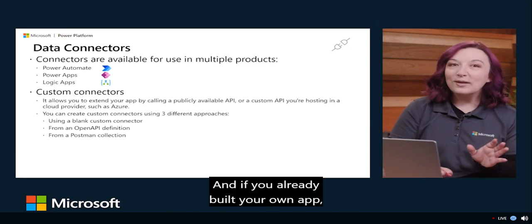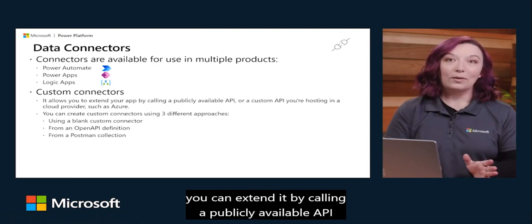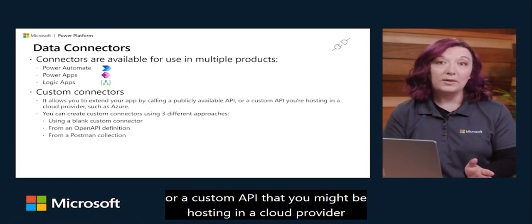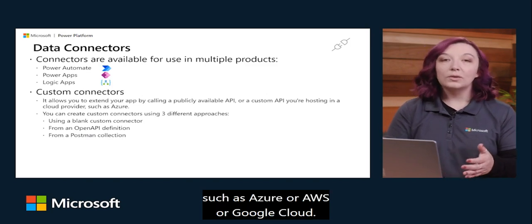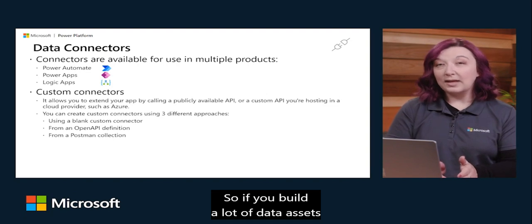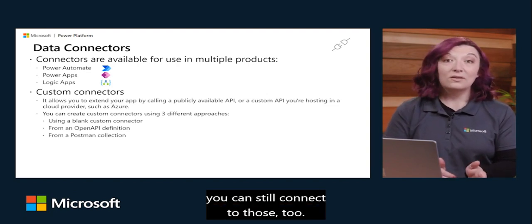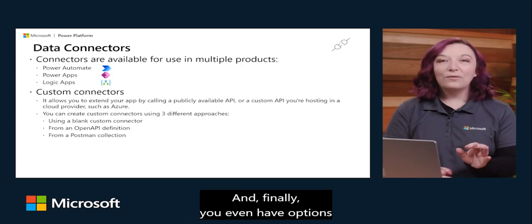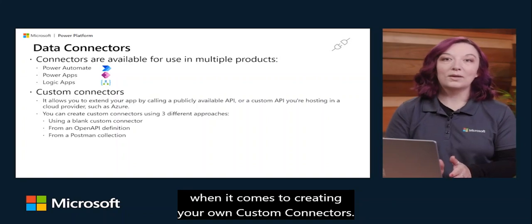And if you've already built your own app, you can extend it by calling a publicly available API or a custom API that you might be hosting in a cloud provider, such as Azure or AWS or Google Cloud. So if you build a lot of data assets outside of the Microsoft Cloud, you can still connect to those too. And finally, you even have options when it comes to creating your own custom connectors.